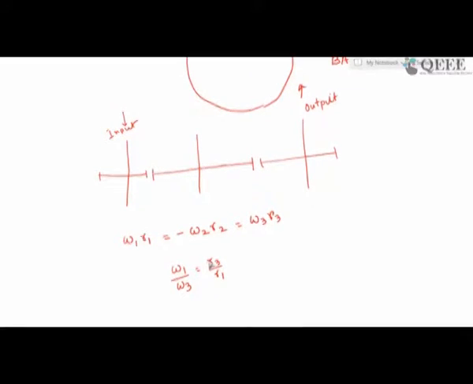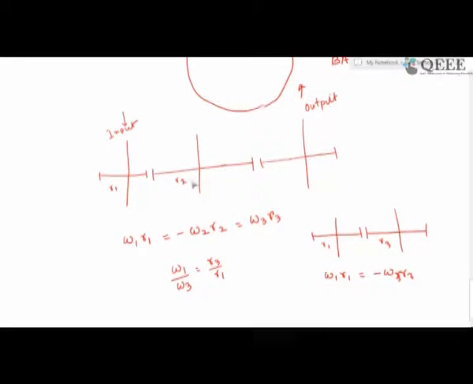Had I not used an intermediate gear and had I simply connected R1 and R3, I would have got the same gear ratio. In this arrangement, omega 1 R1 equals minus omega 3 R3, right? So this is R1 and this is R3. Here this is R1, this is R2 and this is R3, right? So in this arrangement I would have got the same gear ratio in terms of its magnitude, but the sense of rotation of this gear is opposite.